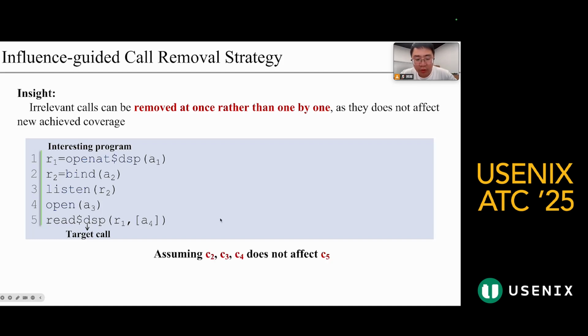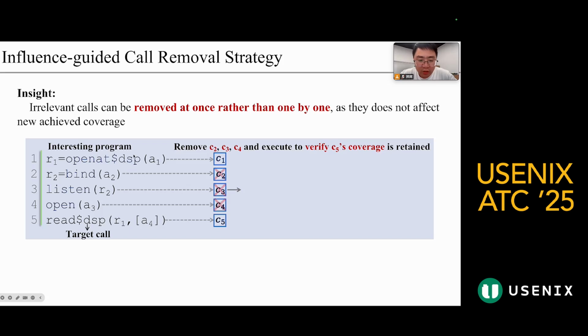We assume call 2, call 3, call 4 does not affect call 5. So, we remove call 2, call 3, call 4 at once rather than one by one, and execute to verify call 5's coverage is returned. Assuming this attempt is successful, the program becomes call 1 and call 5.